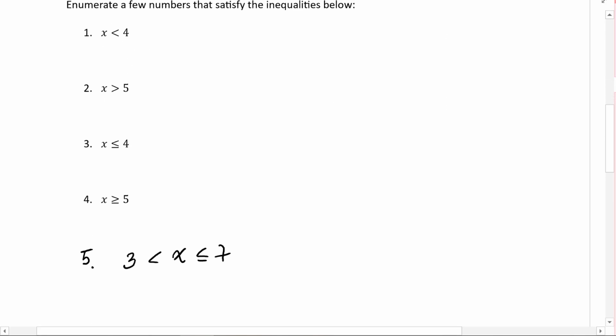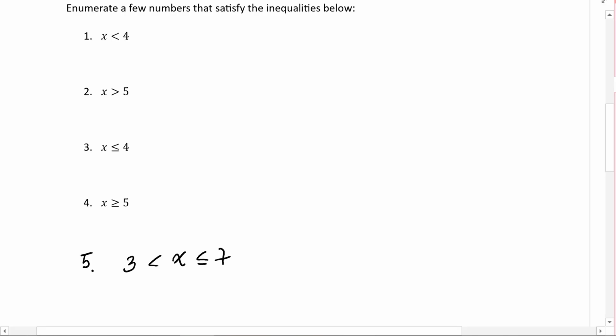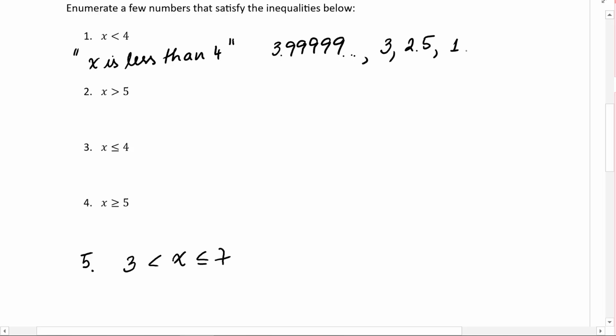So, if we take a look at these problems here, it says enumerate a few numbers that satisfy the inequalities below. So this is read in words, x is less than 4. So basically we want numbers that are less than 4. So I can say 3.99999 and so on. I can say 3, I can say 2.5, 1, 0, -7, for example. These are numbers less than 4.